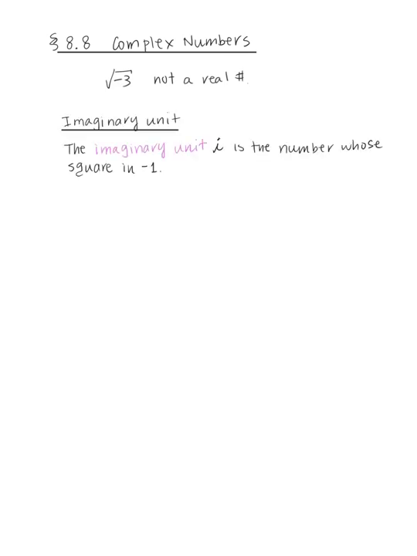Let's first go with the definition of an imaginary unit. The imaginary unit is defined by i, the number whose square is negative 1. So the definition is i squared equals negative 1, or if you take the square root, i becomes the square root of negative 1. Now, here are some properties of the imaginary numbers.